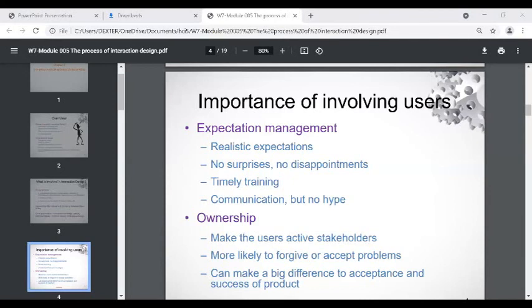A second reason for user involvement is ownership. Users who are involved and feel that they have contributed to a product's development are more likely to feel a sense of ownership toward it and support its use.